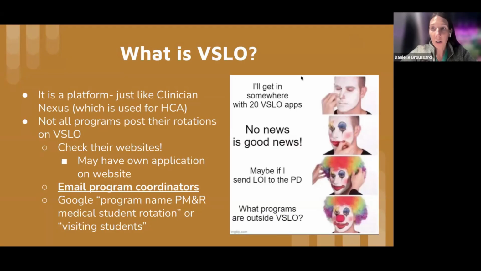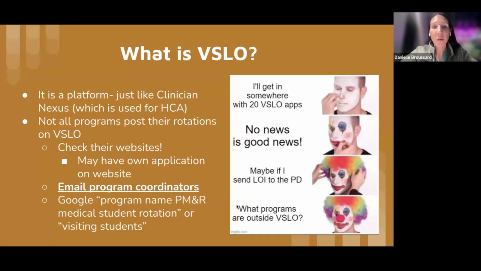So for all of the programs that you are interested in doing an away rotation at, for PM&R, you want to make sure that you check the website of the program. They might have their own application on the website. There was even a program that I applied to last year, that I reached out to the program coordinator, which is my next point, but they actually wanted me to do an application of their own, which was on their website. And then if you got selected from that application, then they wanted you to apply on VSLO. So everybody has a very different way of going about this. It would make life way too simple for us if everybody followed the same process, which I would like for people to do, but they don't.